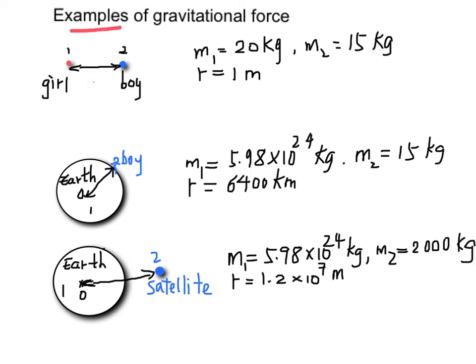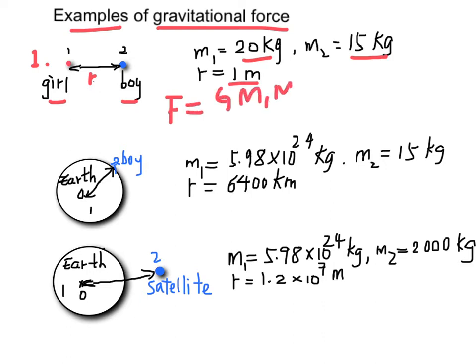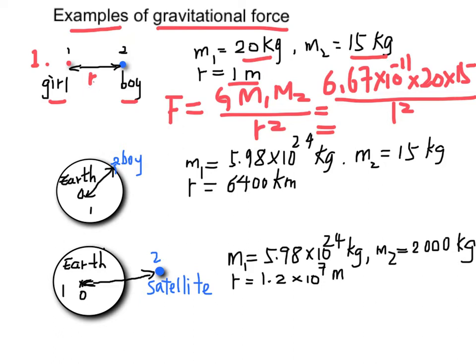Let's look at some examples of gravitational force. First case, the gravitational force between a girl and a boy of mass 20 kg and 15 kg, with the distance between the two bodies being 1 meter. By using the equation F equal to G m1 m2 over r squared, the gravitational forces on the girl and on the boy are the same, equal to 2 times 10 to the power negative 8 newtons, which is very small, so we can neglect this force.